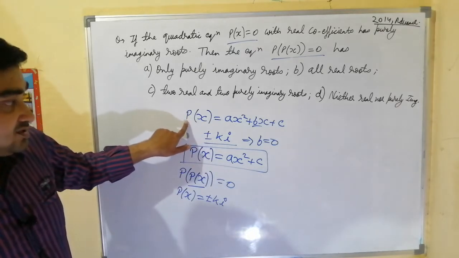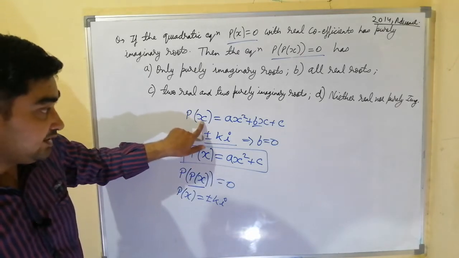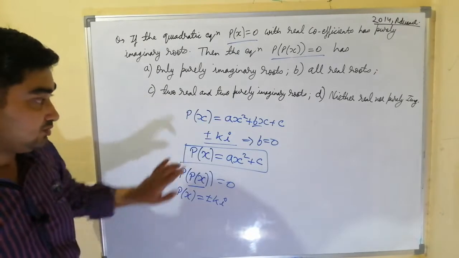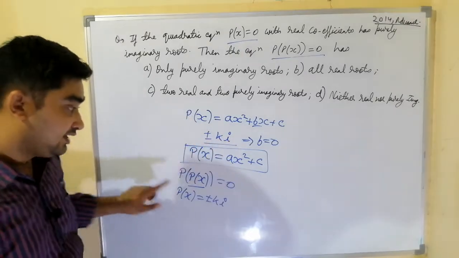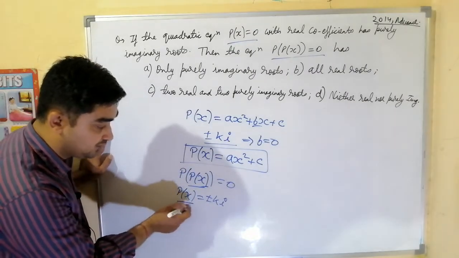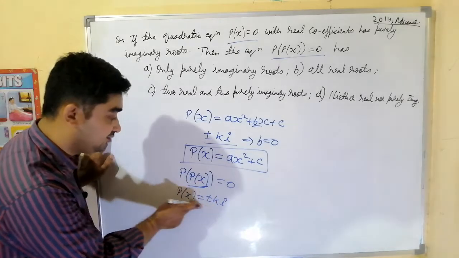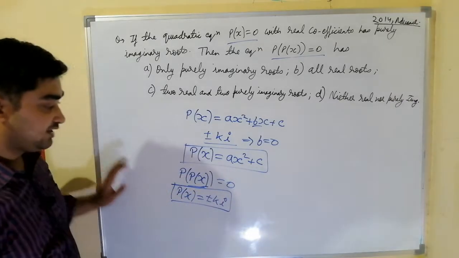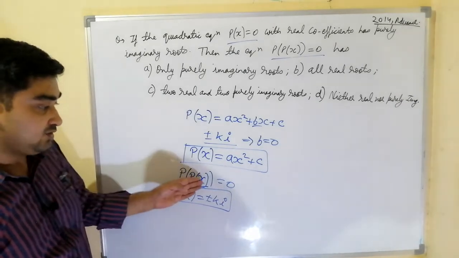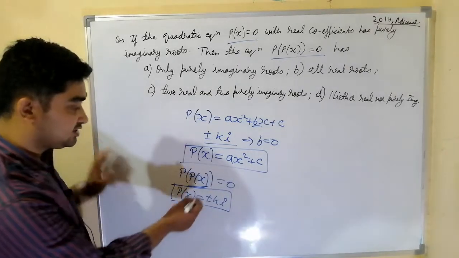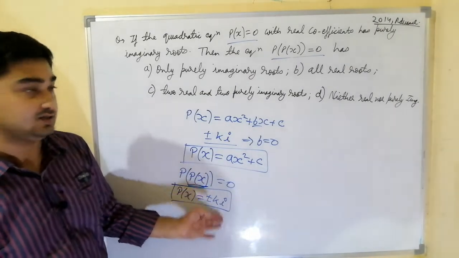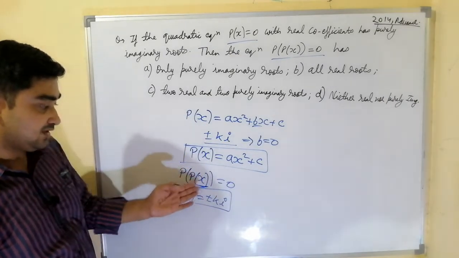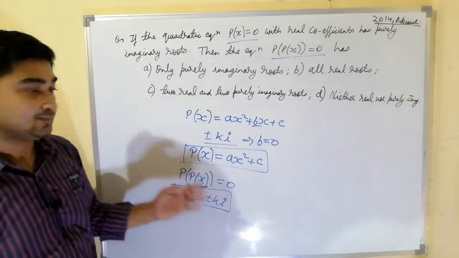Why? Because p is such a quadratic equation that whenever the input is plus or minus ki, p of that input will become 0, because the roots are plus or minus ki. Here the input is p(x), so that input should become plus or minus ki. Then p of p(x) will become 0. That means when this condition is satisfied, we'll get the roots of the equation p of p(x) equal to 0. This input part should become plus or minus ki. Similarly here, the input is p(x), so p(x) should become plus or minus ki.